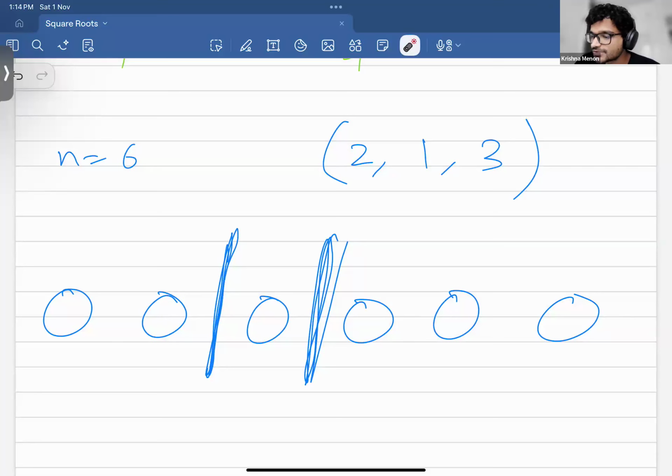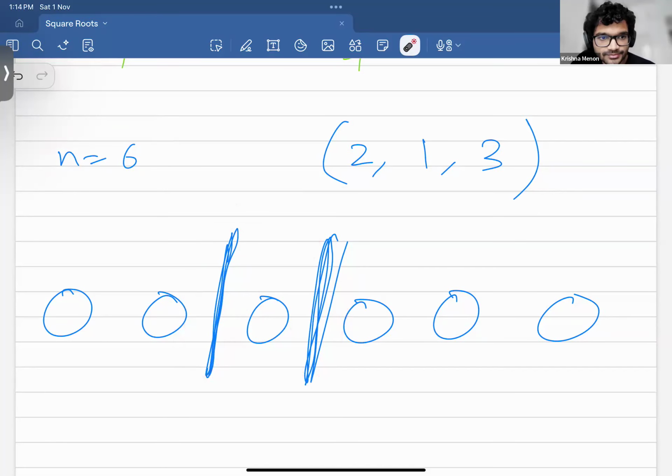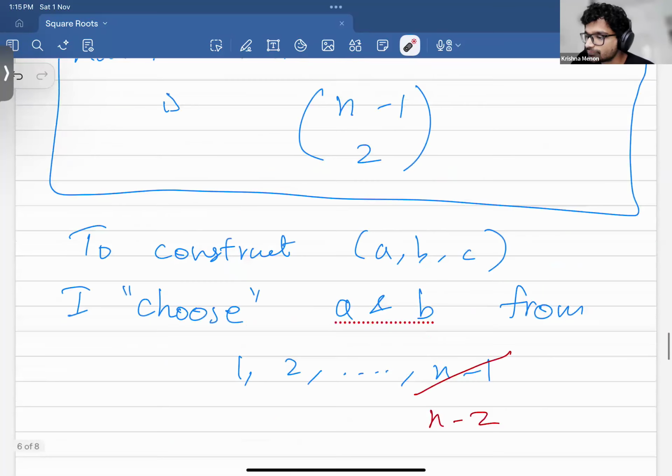Okay, so if everyone is on board with this, now the question is again, if you have n equal to 6, and I want to split it into these 3 pieces, what I have to do is just decide where I want to put these bars. Okay? So now can someone tell me where this formula comes from?